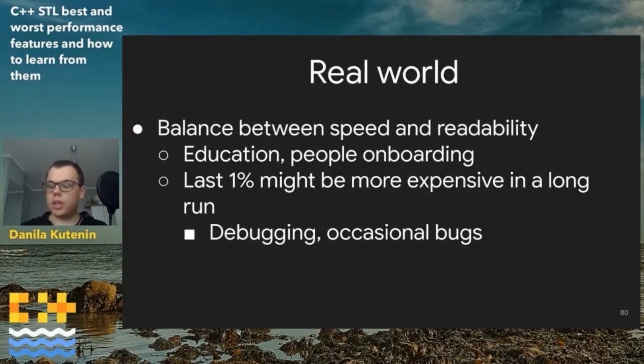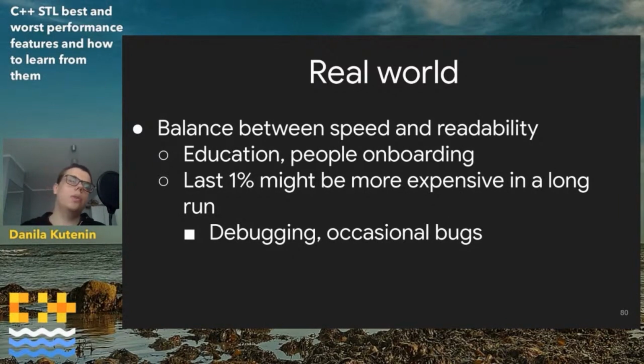So what's happening in the real world? Unfortunately, C++ is not only about readability. It's a balance, I could say. People should be able to read your code. Unfortunately, when it comes to real speed, all the compilers are not gods. They cannot provide you the best algorithm, even in theory. So there is always a balance between speed and readability.